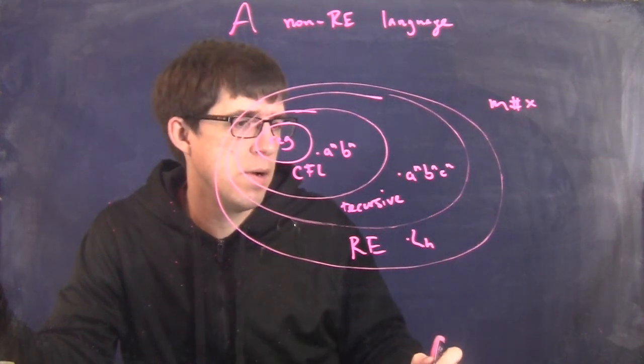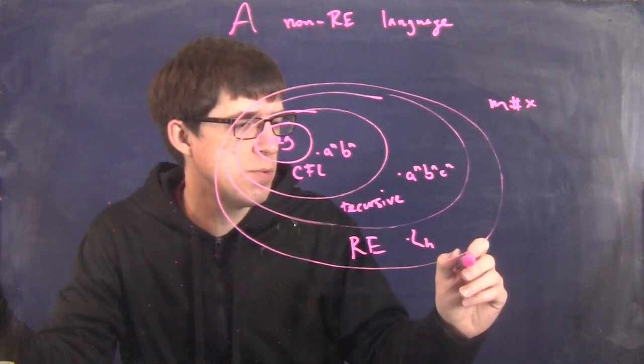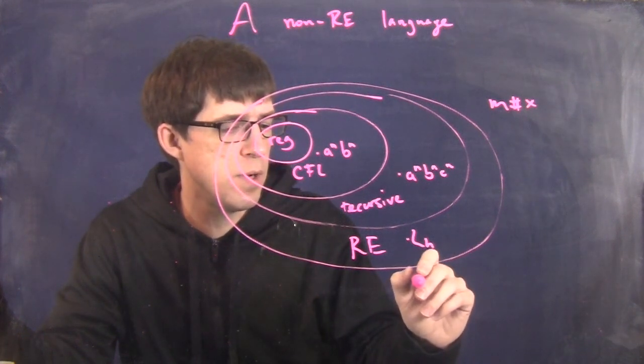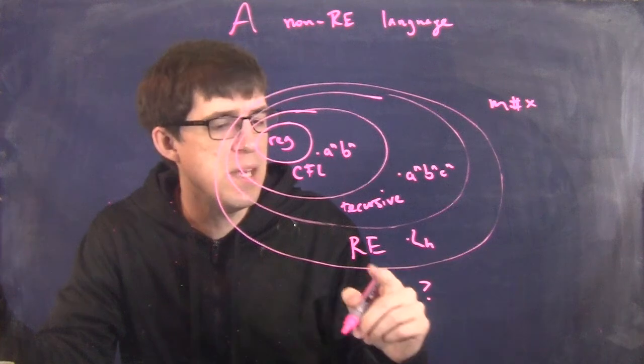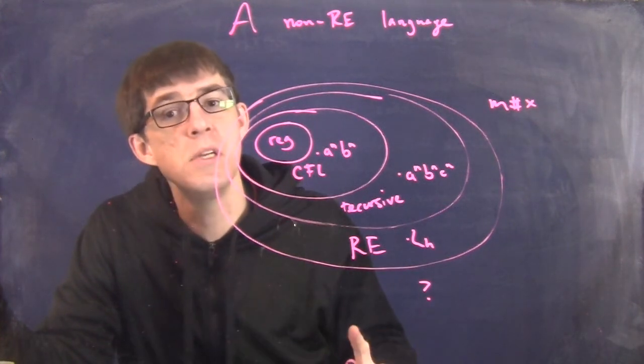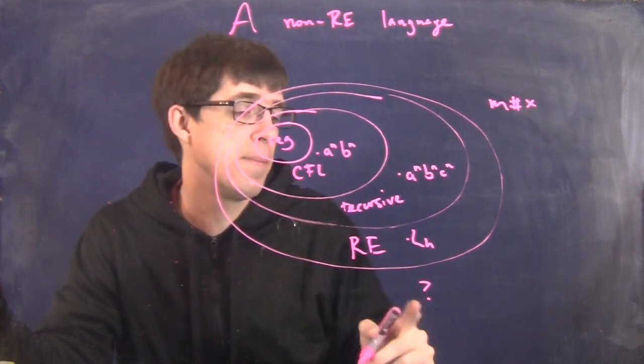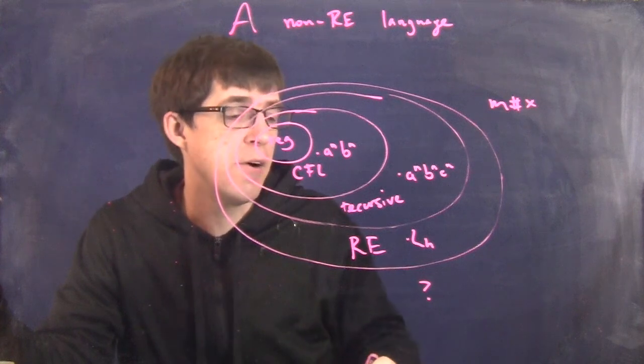What I want to talk about a little bit is a non-recursively enumerable language. There are actually even languages which are so weird that they are out here, beyond the recursively enumerable. That means they could not be computed by any Turing machine, whether it allows infinite loops or not. All right, this would be things out here.